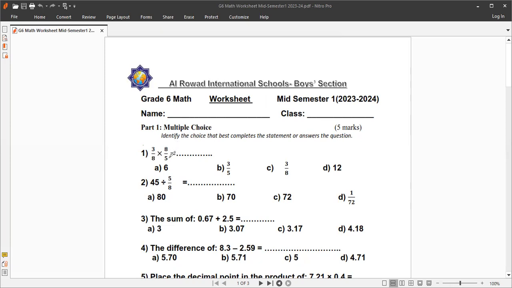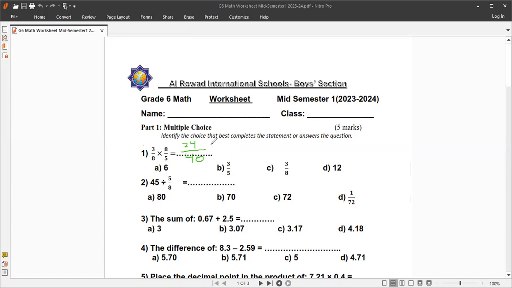3/8 multiply 8/5. Of course, as you know, when multiplying fractions, we multiply the numerators and multiply the denominators. So we multiply the numerator by the numerator and the denominator by the denominator. 3 multiply 8, 24. 8 multiply 5, 40. But guys, if you look at the answers, there is no 40. This means we need to simplify.